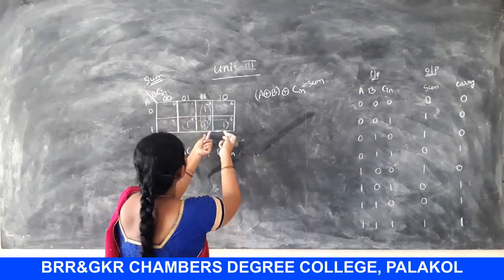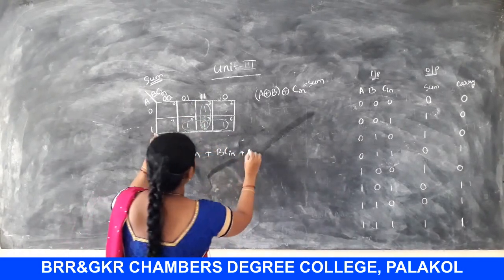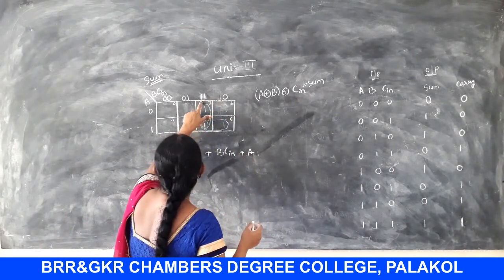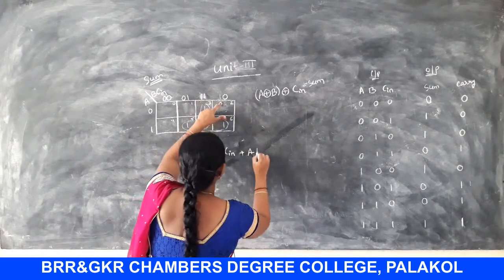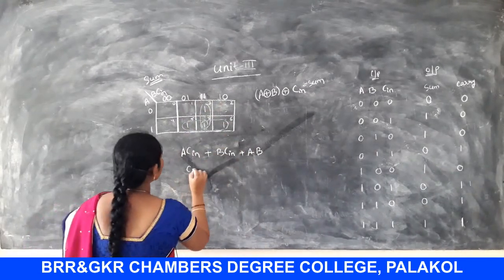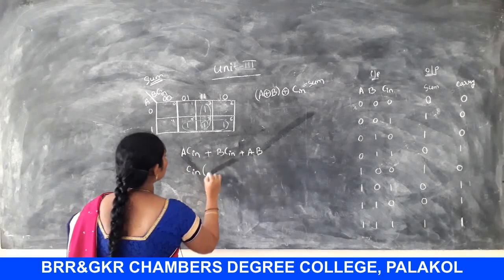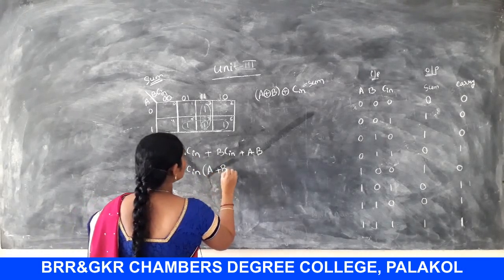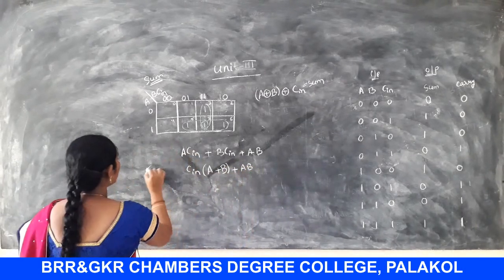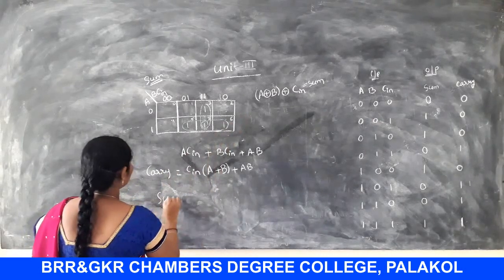Okay, and after that we take this loop. Here A, and we compare these two. B is constant. So therefore this is AB. And finally the carry expression is, we take the common Cin, that is Cin times A plus B, plus AB. Okay, so here this is the carry and this is the sum.